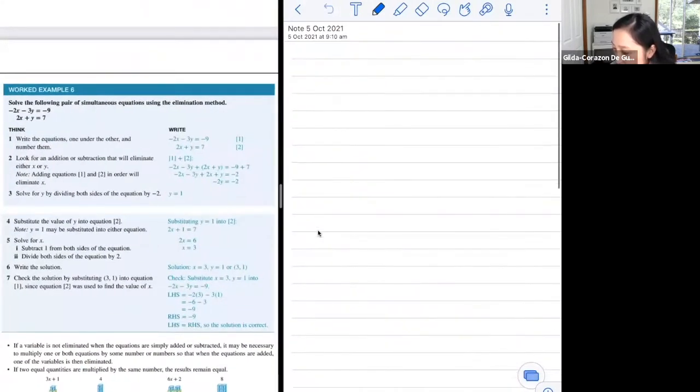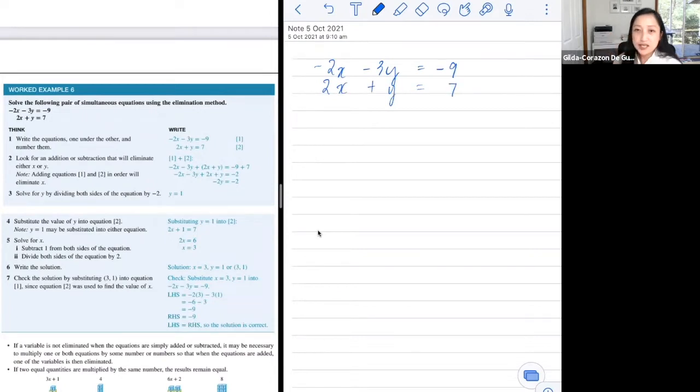You've got negative 2x minus 3y equals negative 9. And then you've got 2x plus y equals 7. Now, just like when you're adding multi-digit numbers, you would want to have the x terms and the y terms aligned and the constants aligned together, all right? Because what you want to do is to either add or subtract these equations for you to eliminate one of the variables, right? For you to be able to eliminate one of them, we want to have opposites.